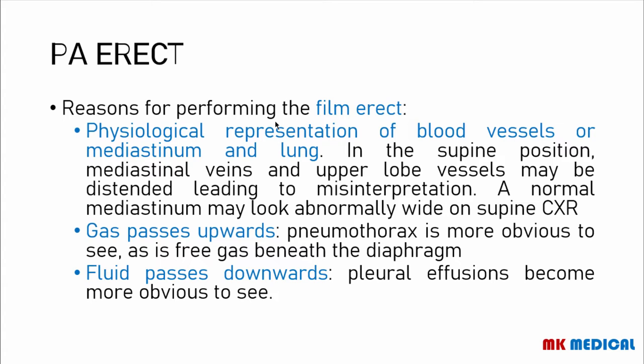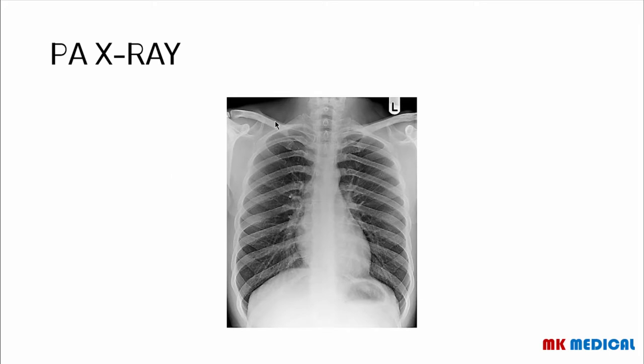The other reason is because the gases are going to be moving upwards. So if this person has a pneumothorax, the gas will rise because air has a much lesser density than water. Then of course, fluids will pass down, like for example with pleural effusions, and they'll become much more obvious for you to see. So here's an example of a posterior anterior x-ray, which is a normal x-ray that I've already showed you.